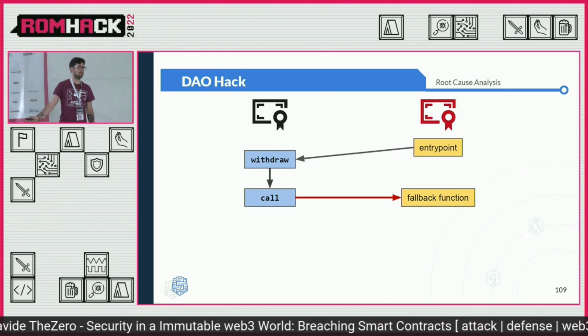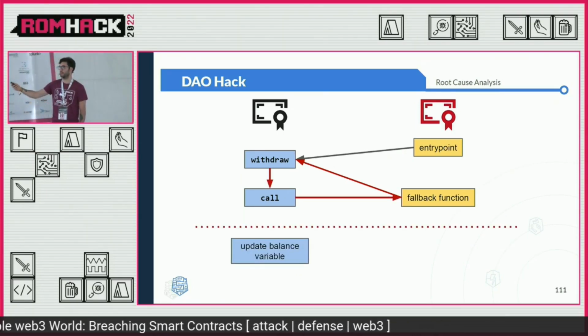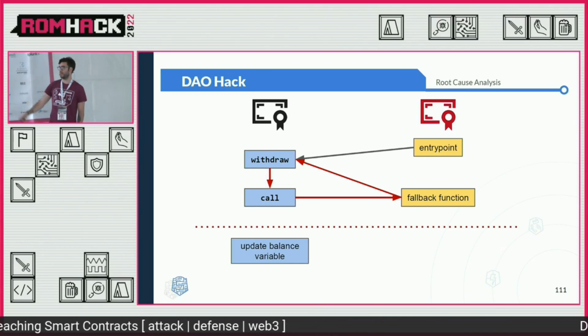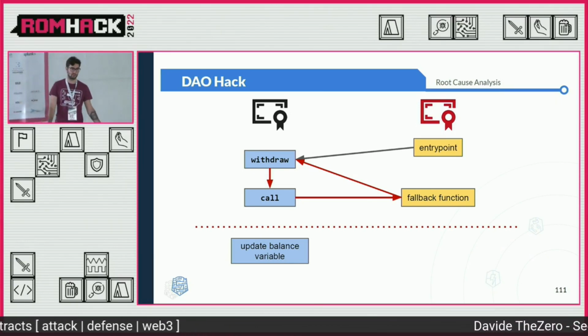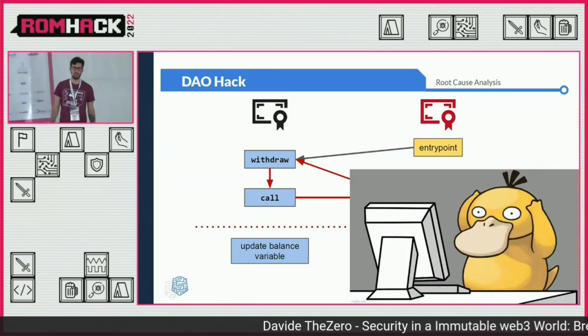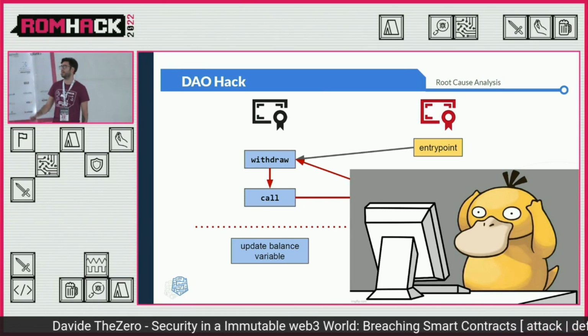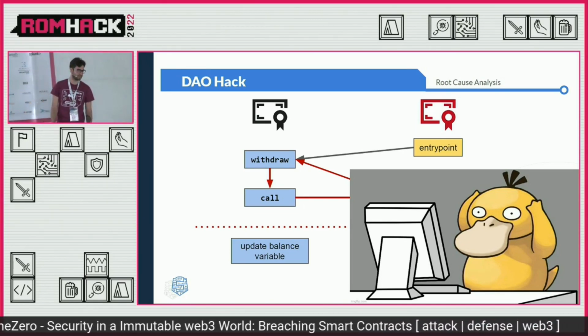And at this point, the malicious contract calls withdraw again, and the cycle repeats without ever updating the balance of the user in the DAO contract. I know this is confusing, but if you have ever heard about the reentrancy vulnerability, this is what it's all about.